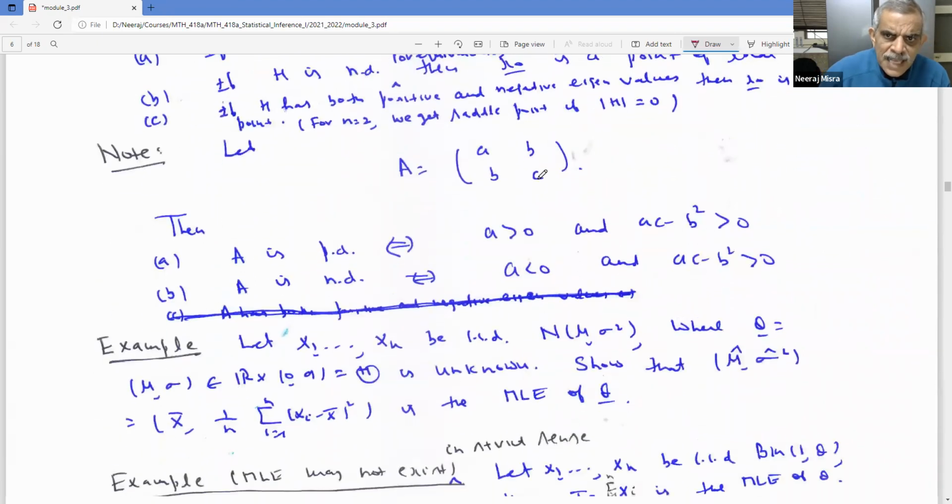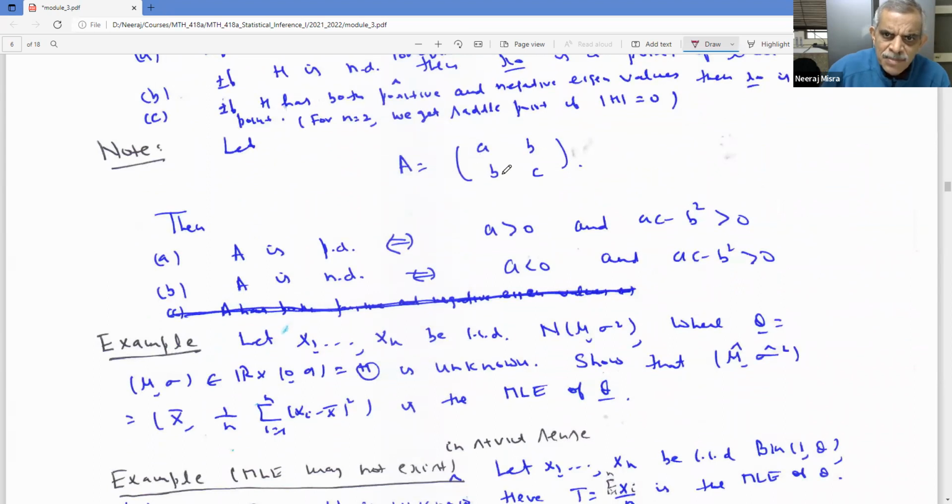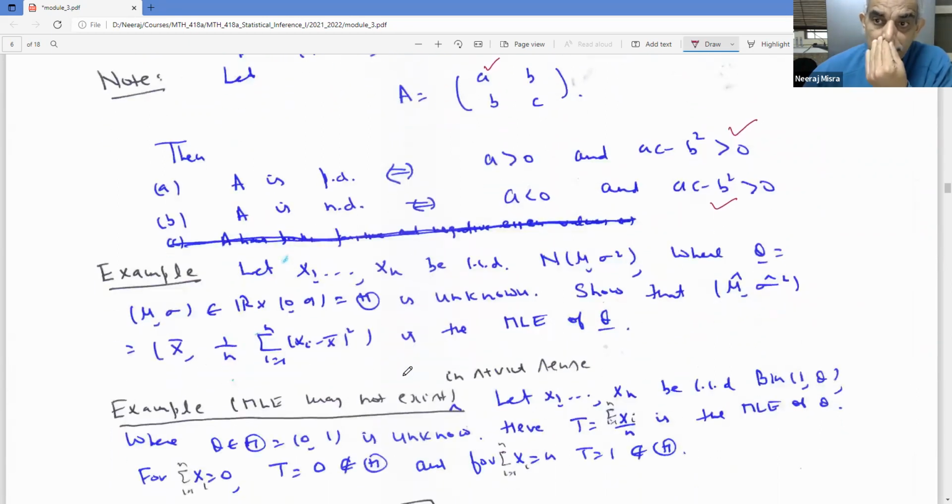So let us see what happens in the two-dimensional case. If your matrix is [A, B; B, C], a symmetric matrix, because the Hessian matrix of partial derivatives would always be a symmetric matrix, you know that this would be positive definite under what condition? If one of the diagonal elements is positive and the determinant is positive, that means AC minus B square is positive. It would be negative definite if A is less than 0 and AC minus B square is greater than 0. And if AC minus B square is less than 0, then you get a saddle point.